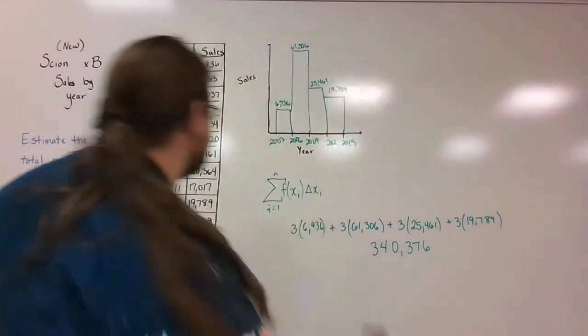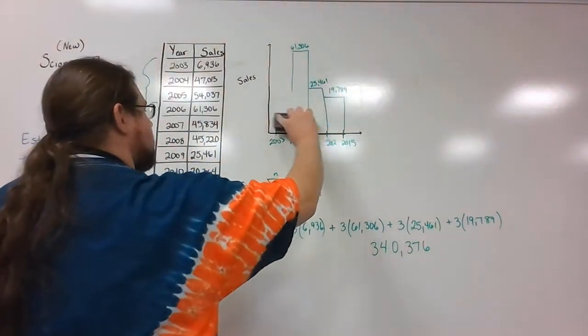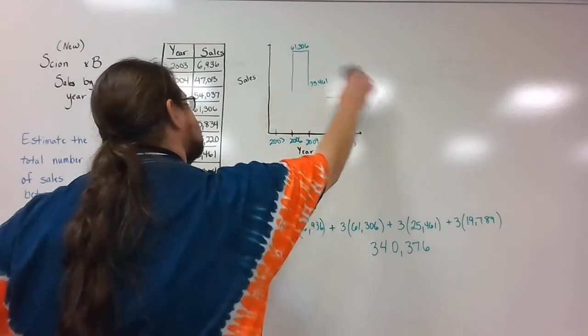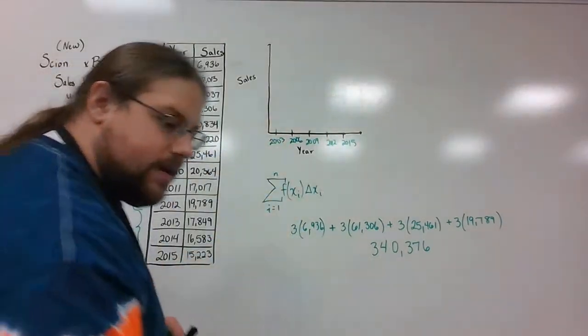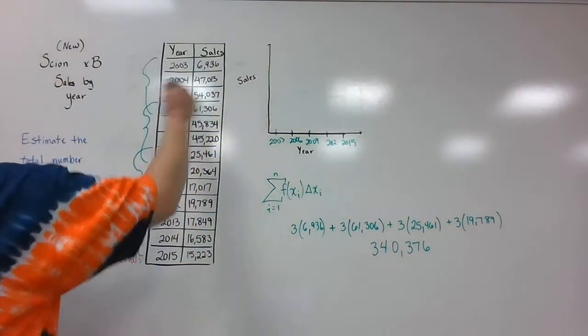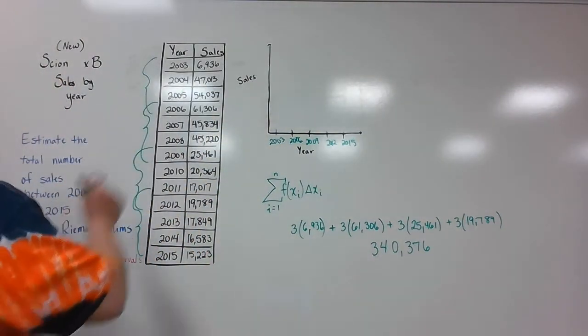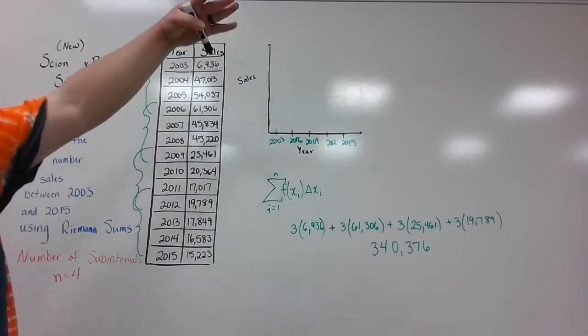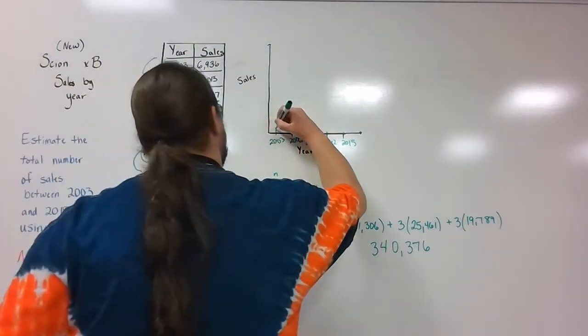So let me kind of erase this real fast and we'll make a quick adjustment. Like I said, for the right Riemann sum, we're using the right number. So 2003 to 2006, I'm using the 2006. That's the number on the right. So 61,306, again, that's my height. So that's going to be way up.